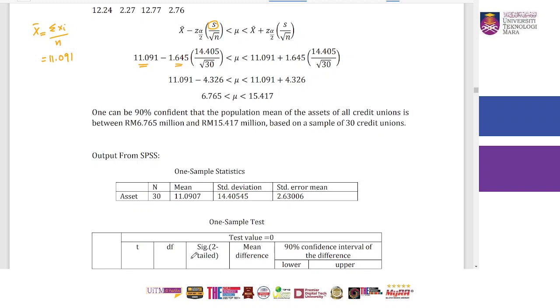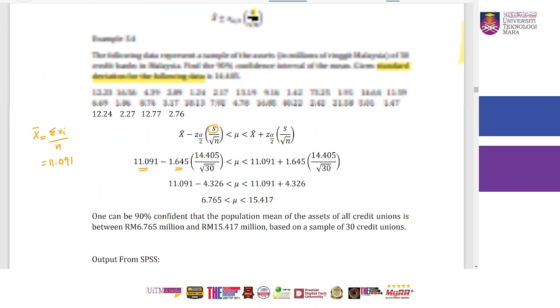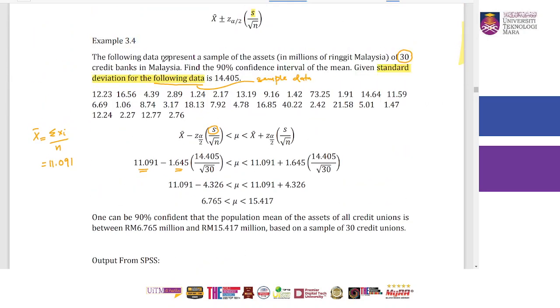So, one can be 90% confident that the population mean of the asset of all credit unions is between. Kat sini dia katakan all credit unions. Okay, kenapa dia tak pakaikan 30 credit banks? Sebab yang ni dah jadi inferential. So, dia dah inferkan untuk populasi. Sebab tu gunakan all credit union. Dia bukan katakan 30 credit unions. So, sebab dia kata kat sini.